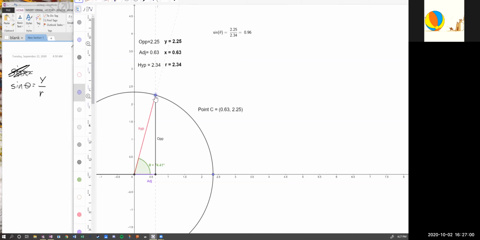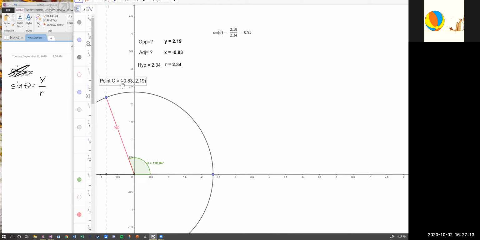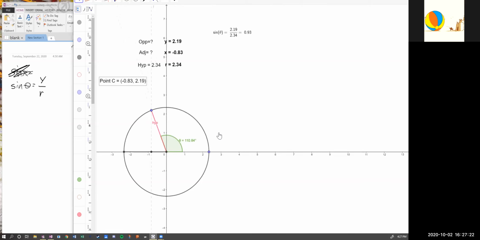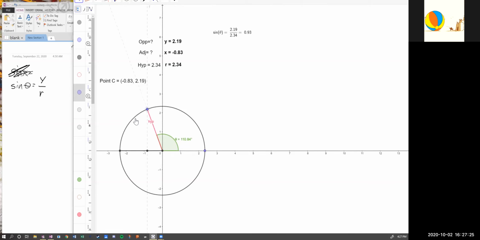The reason that's useful is as this point goes around the circle, as it goes past 90 degrees, or pi over 2 radians, over here, this point still has x and y coordinates. It doesn't have an opposite and an adjacent side in a triangle, because, again, that 110-degree angle can't live in a triangle, but it still has x and y coordinates. No more opposites and adjacents, but it does have the x's and y's, so we can still define this function.